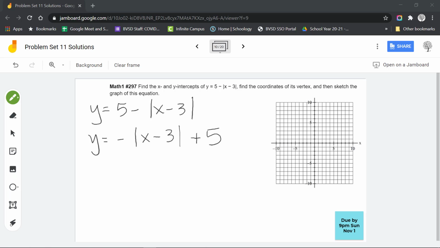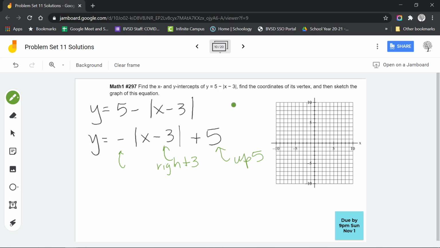Based on what we did in class today, you might find it better to rewrite this equation the way I have done it here. Then we know from what we did with Desmos that this part makes it go up 5, this part is going to make it go right 3, and this part is going to make it reflect. All of that helps us know that the old vertex used to be at 0, 0, but now it's going to go right 3 and up 5. So our vertex is going to be here at 3, 5.